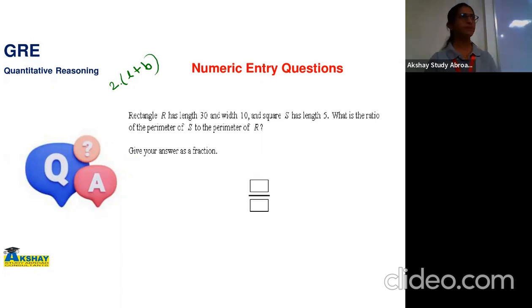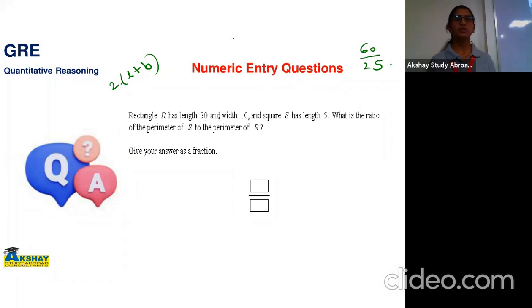Yes, what is the answer? 60 divided by 20. Okay, we'll check your answer. 25. So your answer is 60 divided by 25. Okay, we'll check. Rectangle R has a length 30 and width as a 10.